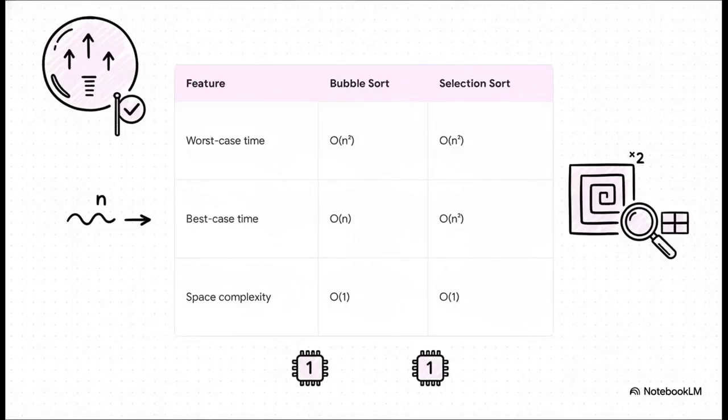Let's break down the data. Memory-wise, they're both brilliant. They have an O(1) space complexity because they sort in place using minimal extra memory. But look closely at the best-case time. An optimized bubble sort can actually hit an O(n) best-case time if it uses a flag to stop early on a list that's already sorted. Selection sort, on the other hand, stubbornly has to search the remaining elements no matter what, keeping its best case stuck at O(n²).